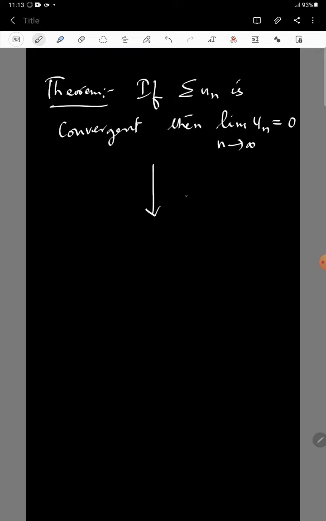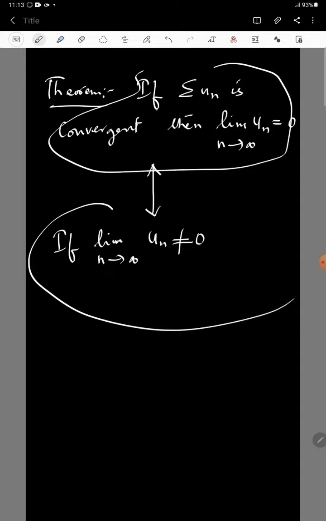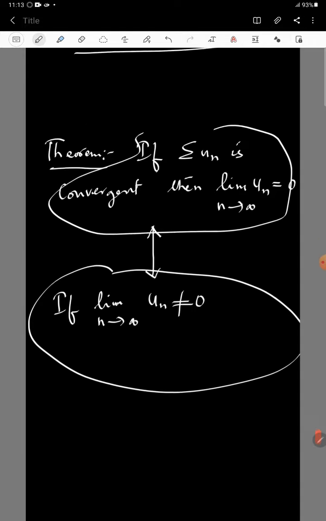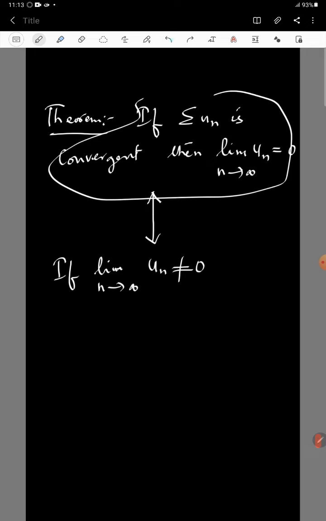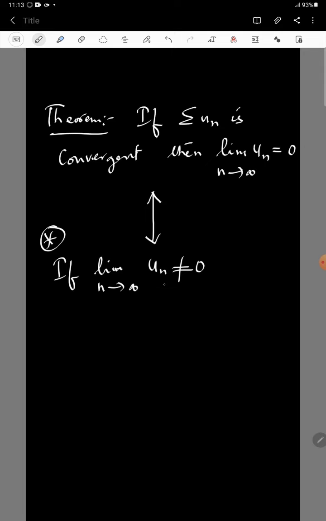And if we go for the contrapositive of this, which is logically equivalent to this statement, if limit n tends to infinity un is not equal to 0, then we can declare this as per logic. This statement and this statement are one and the same logically. If you do not have that idea, please leave it and just remember this conclusion. If limit un is not equal to 0, then sigma un is divergent.